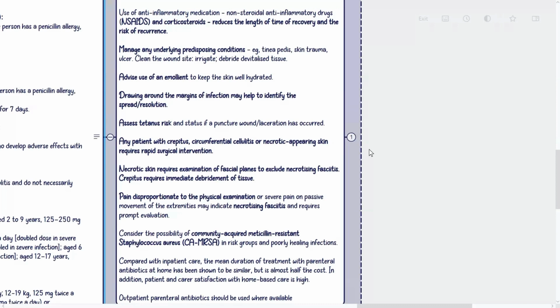Compared with inpatient care, the mean duration of treatment with parenteral antibiotics at home has been shown to be similar, but is almost half the cost. In addition, patient and carer satisfaction with home-based care is high. Outpatient parenteral antibiotics should be used where available.